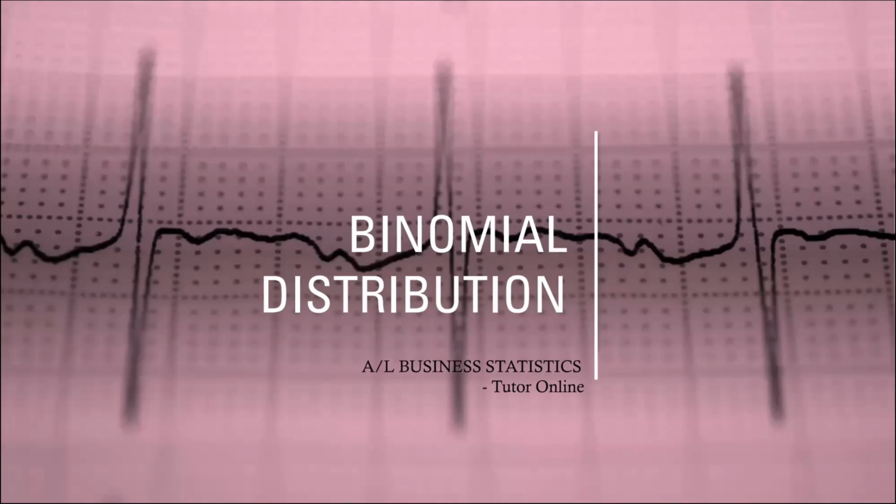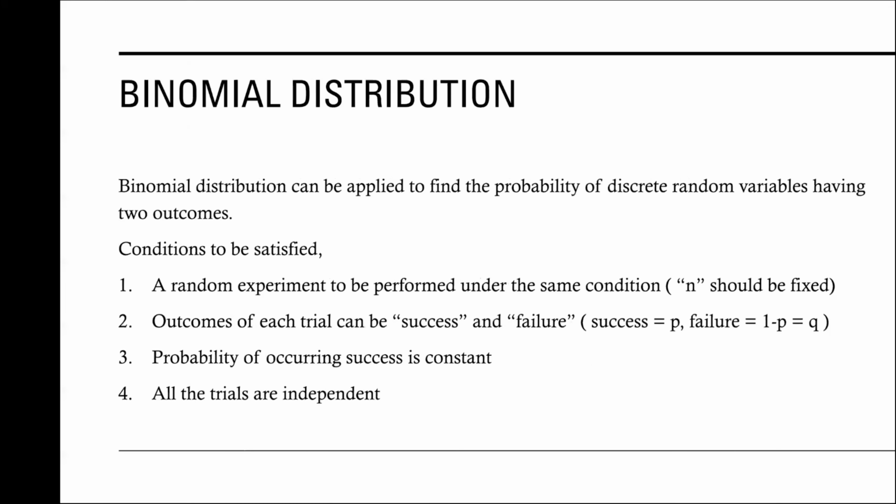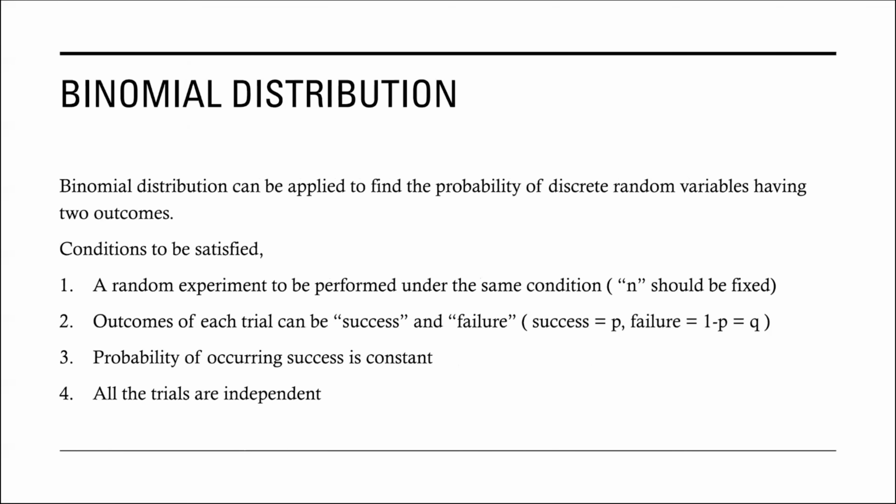So today we are going to discuss binomial distribution. Binomial distribution can be applied to find the probability of discrete random variables which have two outcomes. And there are specific conditions which need to be satisfied when it comes to binomial distribution.